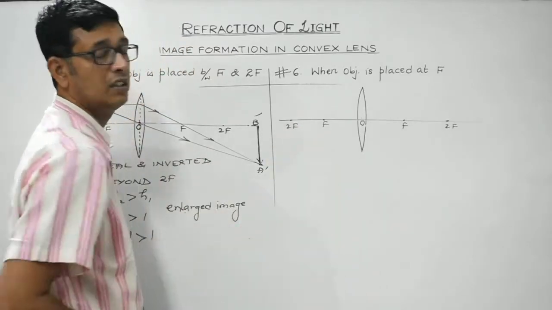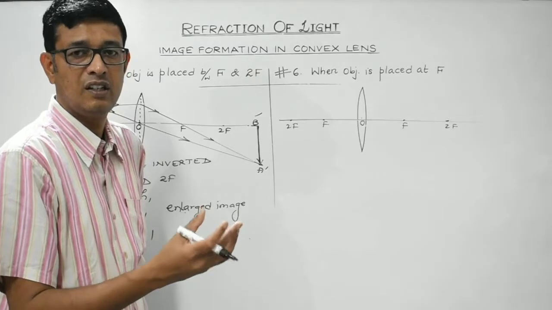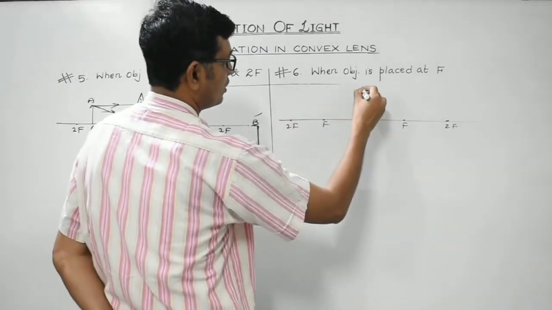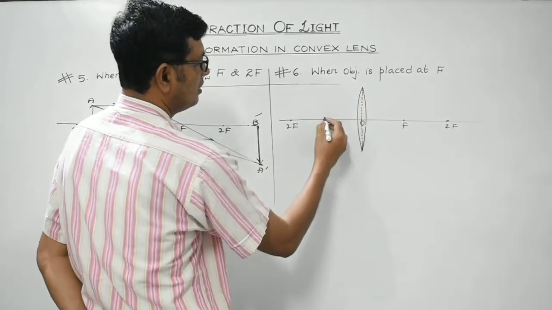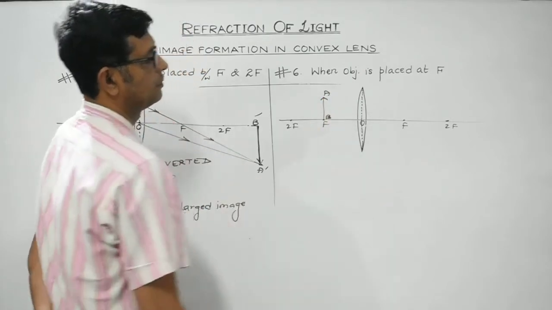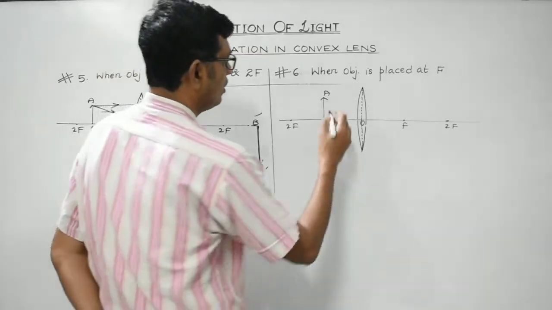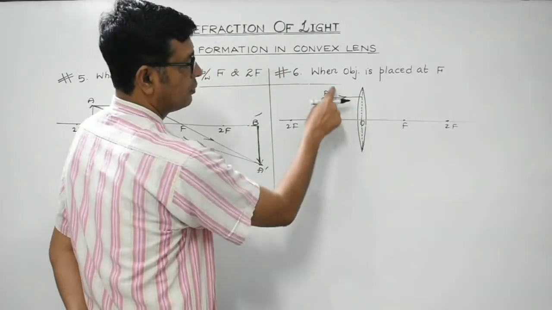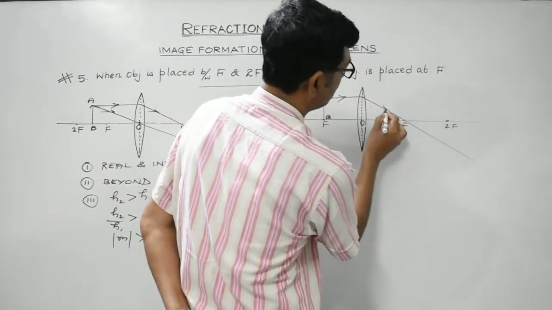We are dealing with the case of a biconvex lens, where the radii of curvature and the focal length of both the surfaces are equal. This is the reference line from where the division of light is considered. This is the position where the object is placed, AB. Now look, again we'll make use of the same rule. A ray parallel to the principal axis, after refraction, will pass through the focus like this.